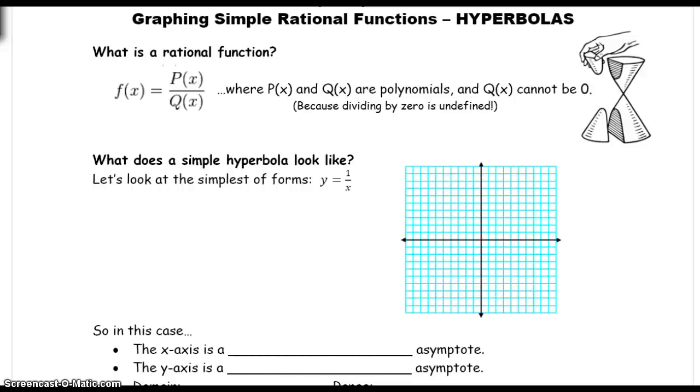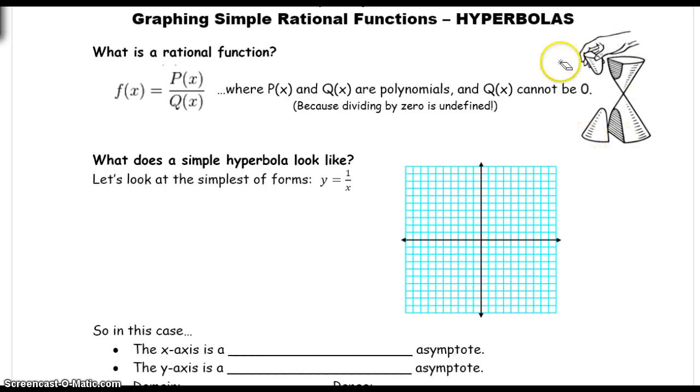All right, today we're going to be graphing simple rational functions, and our specific goal today is to talk about hyperbolas. And it says first, what's a rational function? It's where p of x and q of x are polynomials and they're being divided, but q of x cannot be 0 because dividing by 0 is undefined. So that is our formal definition right there for a rational function.